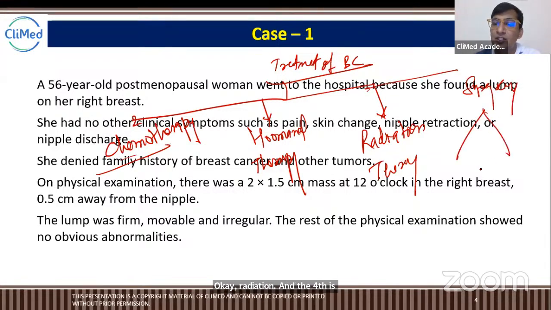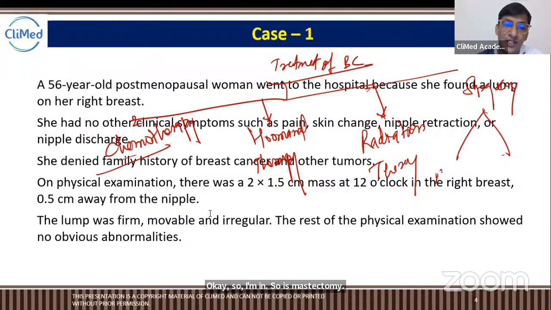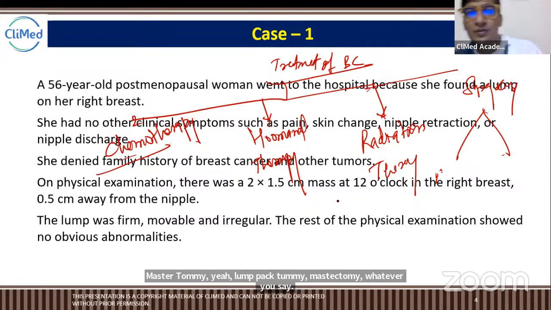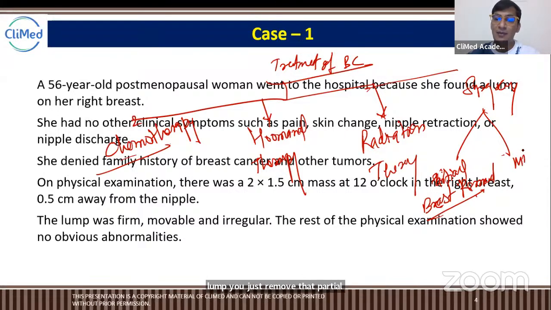Now can someone tell me what the types of surgery are? Someone is saying mastectomy, okay, or lumpectomy. Let me tell you one more interesting thing about breast cancer surgeries. One is partial breast removal, where you just remove the lump. The second is MRM, mastectomy, which is the complete breast removal.